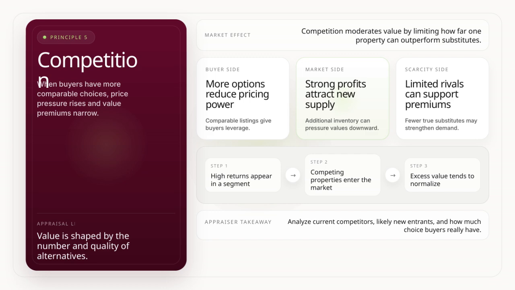For appraisers, the key takeaway is to carefully analyze the current competitors, anticipate likely new entrants, and understand how many choices buyers actually have. Ultimately, value is influenced by the number and quality of alternatives available, so when buyers have more comparable options, price pressure increases and value premiums tend to narrow. This dynamic is crucial to keep in mind when assessing market value.